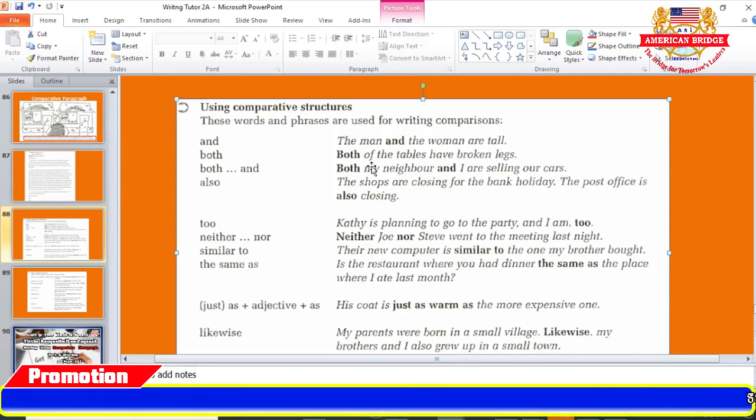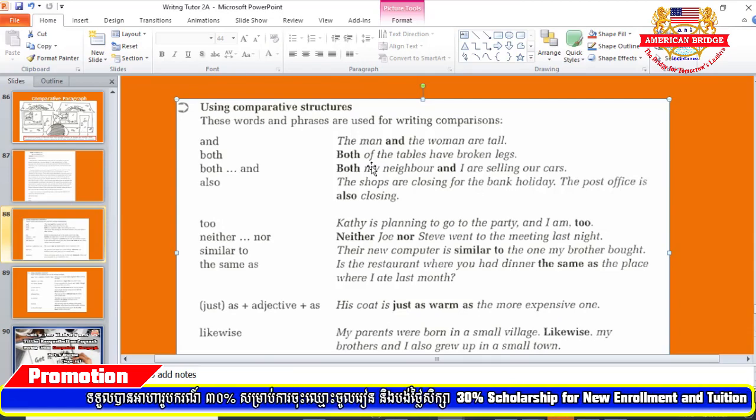Because after you have the title, you have to have the topic sentence, and for each topic sentence, if you compare, you can use those words to help make it logical.